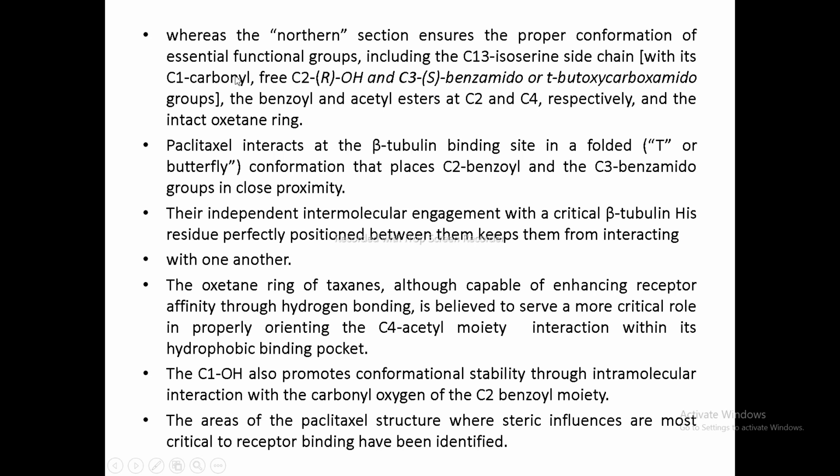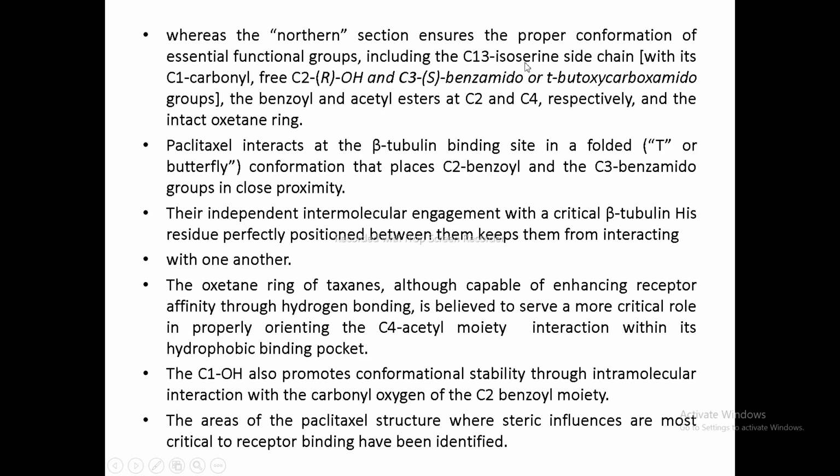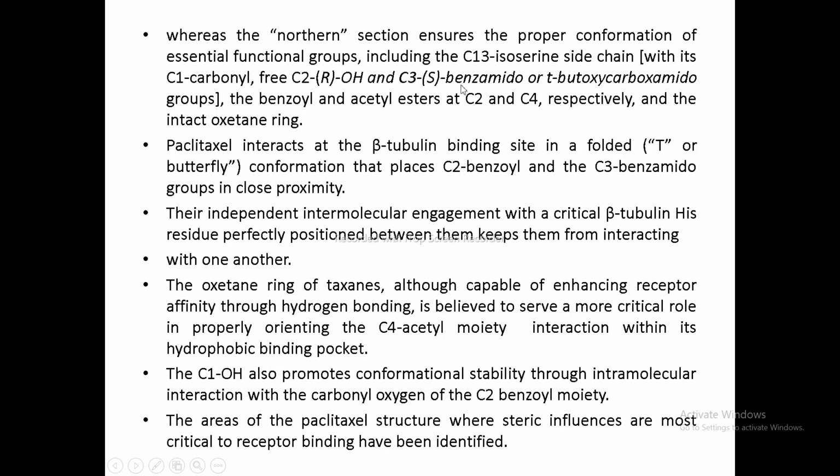So which are the different functional groups in the northern section which bind to the receptor? They include the C13 isoserine side chain with its C1 carbonyl, free C2 OH and C3 benzamido or tertiary butoxycarboxamido groups, right? So what are these C13 position groups? These C13 side chains are responsible for binding to the receptor, right?